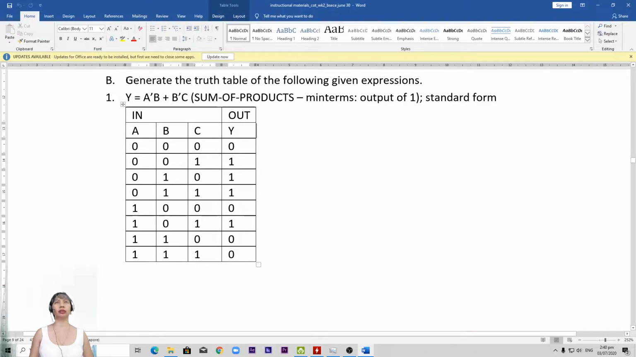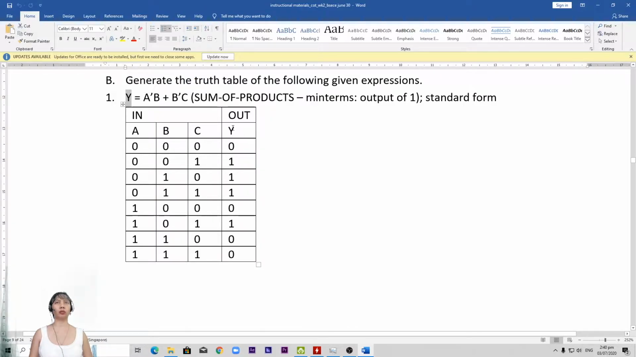So how are we going to generate the truth table given that y is equal to a prime b plus b prime c? Take note that the output is y, so we only have one output here, and the inputs are a, b, and c. That's why we have three letters to represent inputs. Again, 2 to the n, where n is the number of inputs. If you have 3 inputs, 2 raised to 3 is equal to 8, so we shall have 8 possible inputs.